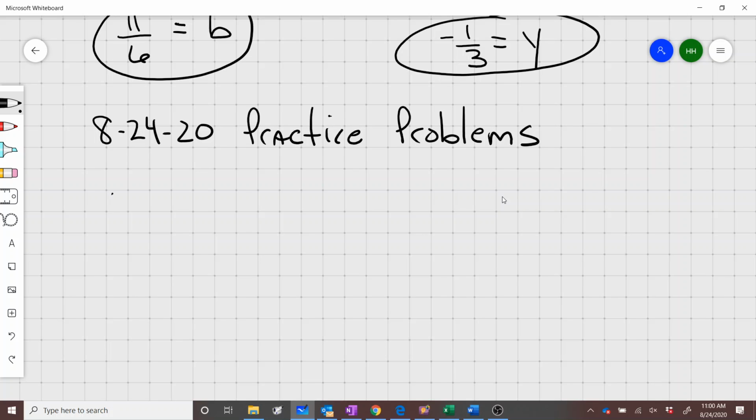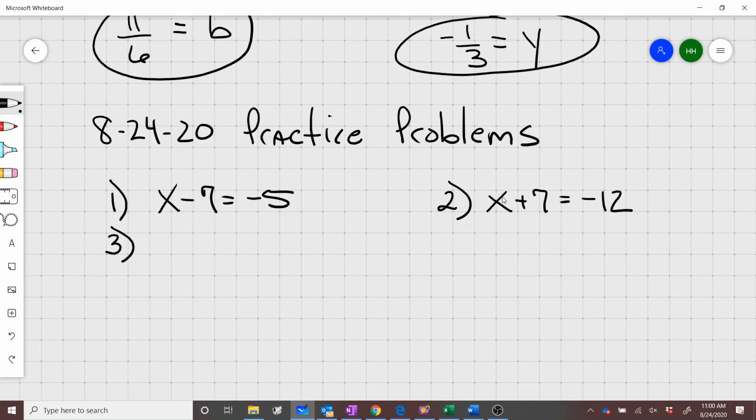All right, here we go. Number 1. Now, I'm not going to skip space between the problems, but I want you to, so you won't have to rewrite them. Hopefully that makes sense to you.